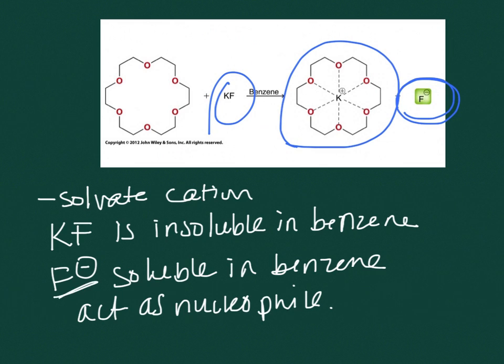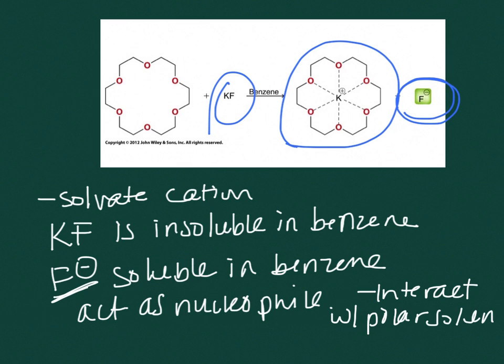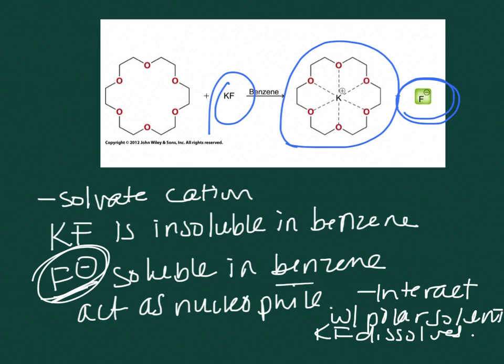Typically, F- will interact with a polar solvent when KF dissolves. Because the F- is not happy in benzene, but it is dissolved, it is free to act as a nucleophile, where it isn't as free to do that in typical reactions in polar solvents.